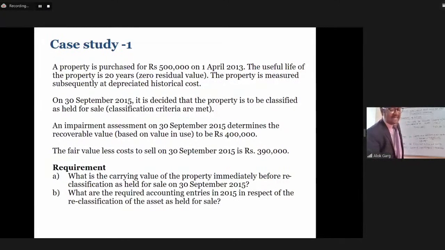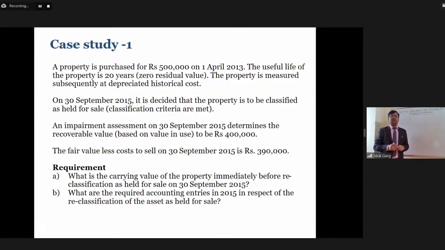Friends, what is the carrying value on 30th September 2015? What is the 2.5 year depreciation? Ambika is saying, sir, per annum depreciation is 5 lakh by 20, 25,000. So if 1 year depreciation is 25,000, then 2 year depreciation will be 50,000. Then 2.5 year depreciation will be how much? 62,500, 12,500 for half year. So it is 62,500.